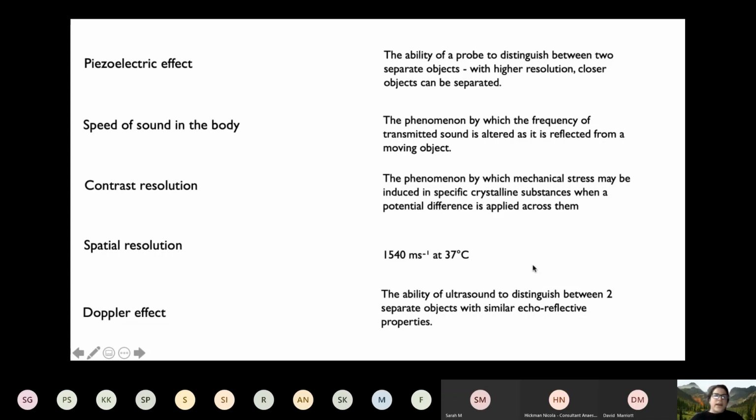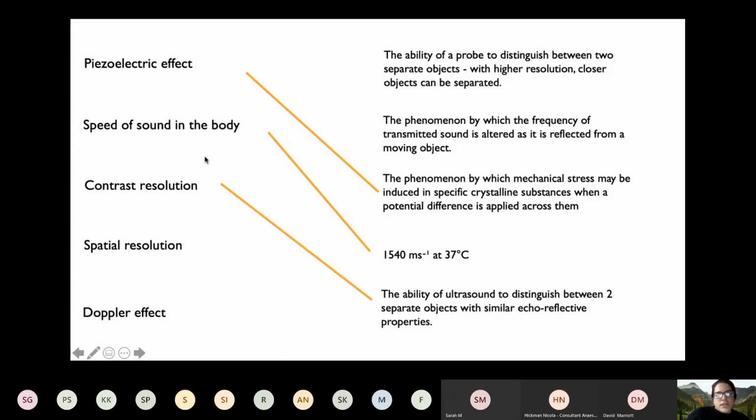The piezoelectric effect is the phenomenon by which mechanical stress may be induced in specific crystalline substances when a potential difference is applied across them. So this is the sort of thing you might be expected to define in a viva. The speed of sound in the body is approximately 1,540 meters per second at 37 degrees. It varies depending on the density of the tissue, but that's round about where it is in soft tissue.